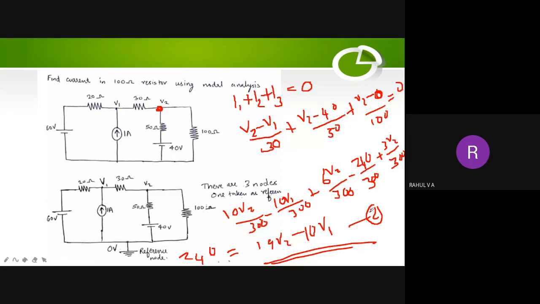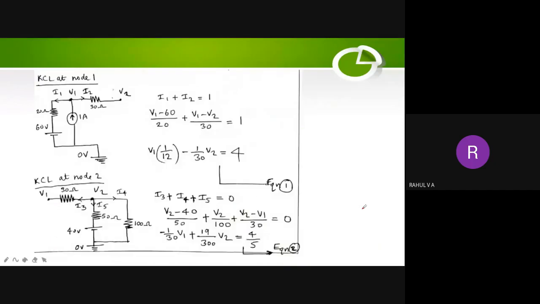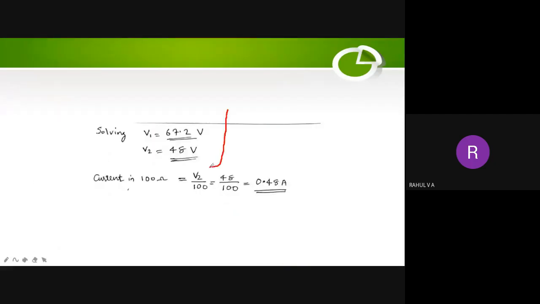Okay, did you get the answer? V1, what is the value of V1? $33.99. It is wrong, I guess. So you should get this answer. V1 is equal to 67.2, V2 is equal to 48.